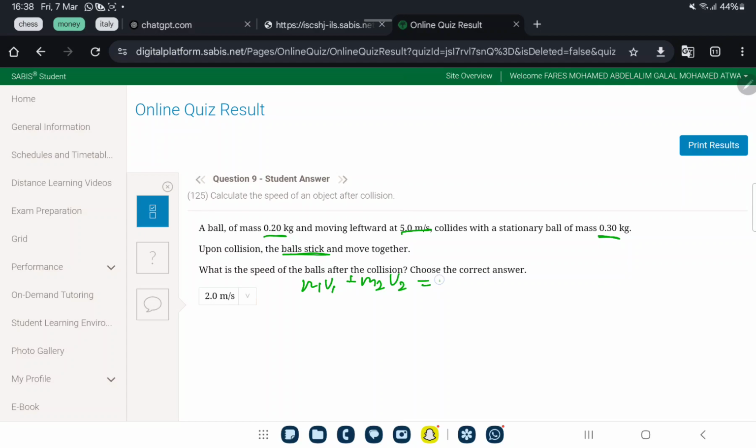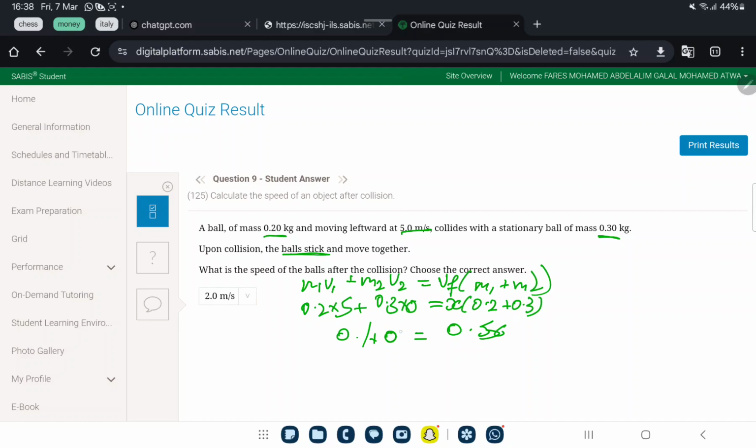So v final times m1 plus m2 equals m1 v1, 0.2 times 5, and m2 v2. The second mass is 0.3 and it is stationary, so 0. And vf, we're gonna say x. m1 plus m2, 0.2 plus 0.3. You get 0.5x equals 0.1 plus 0. So 0.1 divided by 0.5 equals x. We just simplify and move around.